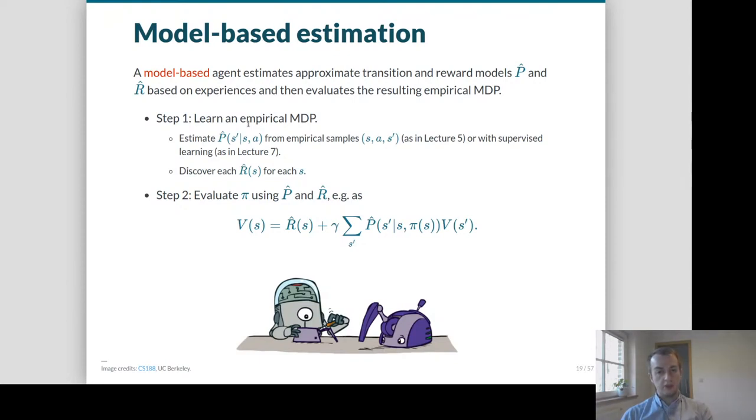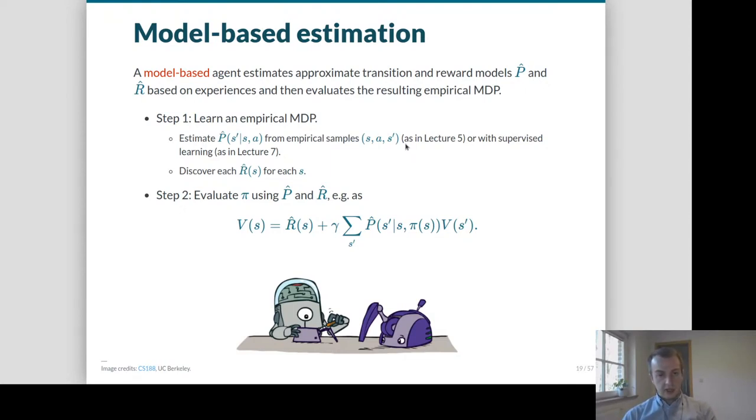And so there, you will collect samples S, A, and S prime, and you could say that you want to build, for example, a function, a mapping from some input, which is SA, to some output, which is S prime. Right? So in this case, that would correspond to a supervised learning problem in which you can apply some of the models we've seen, like neural networks, for example.